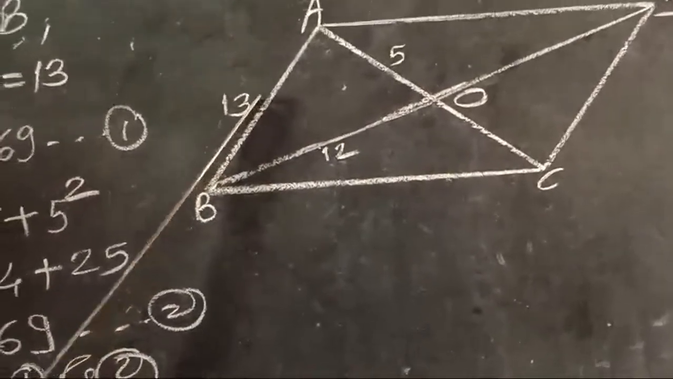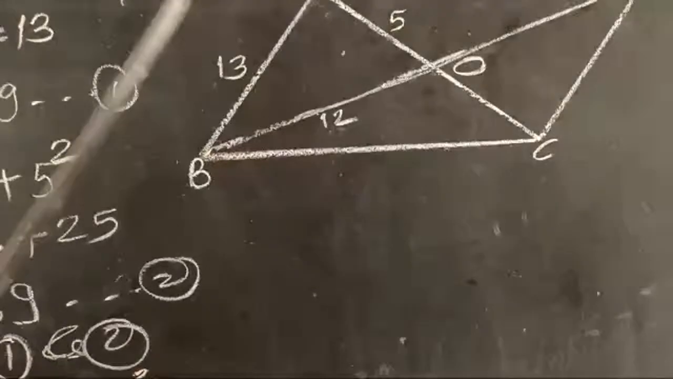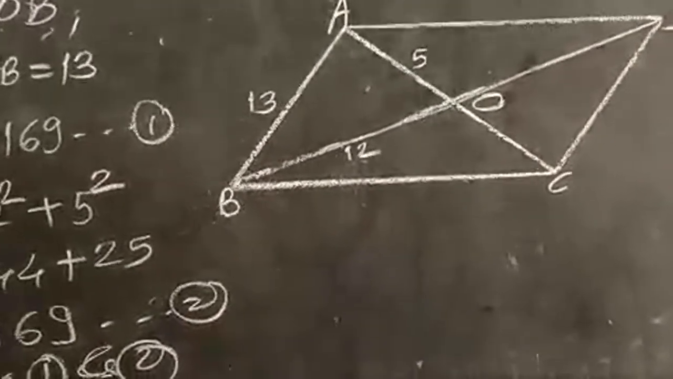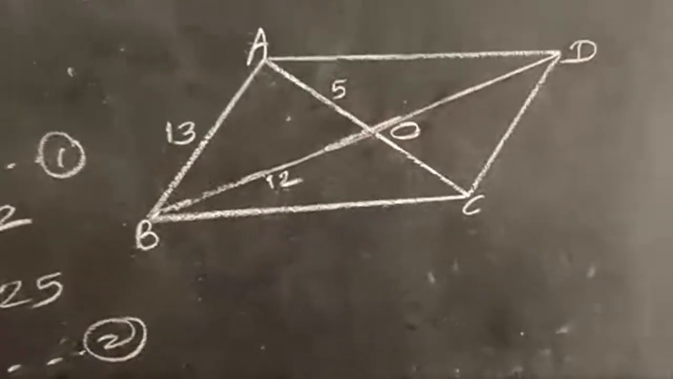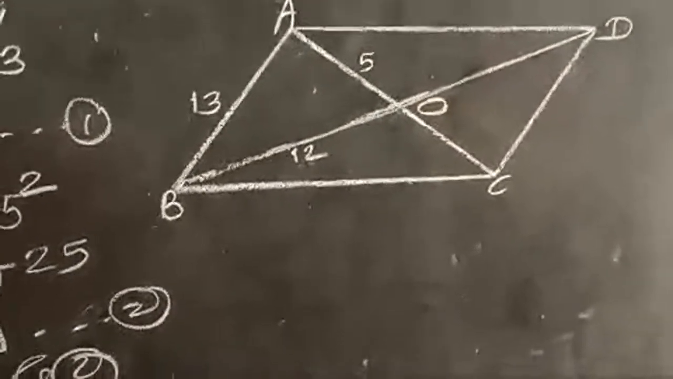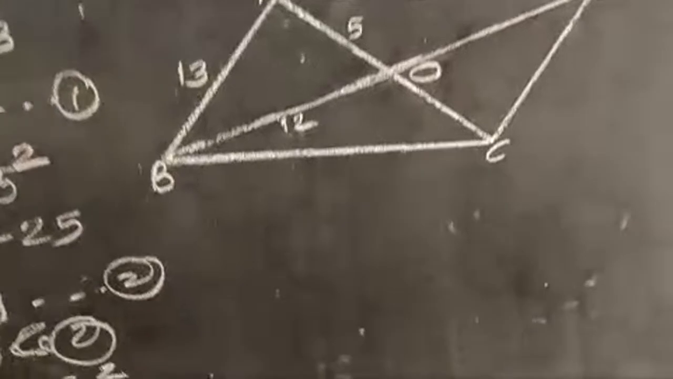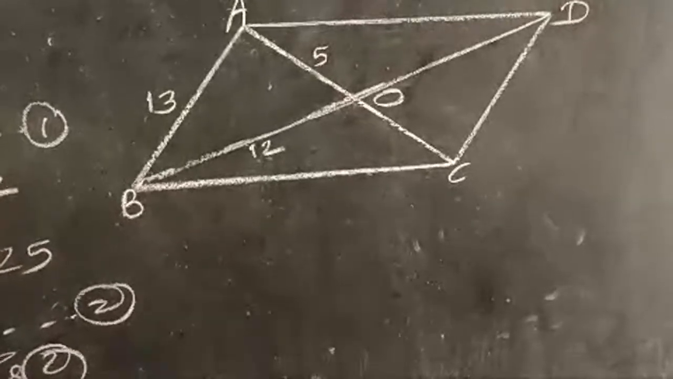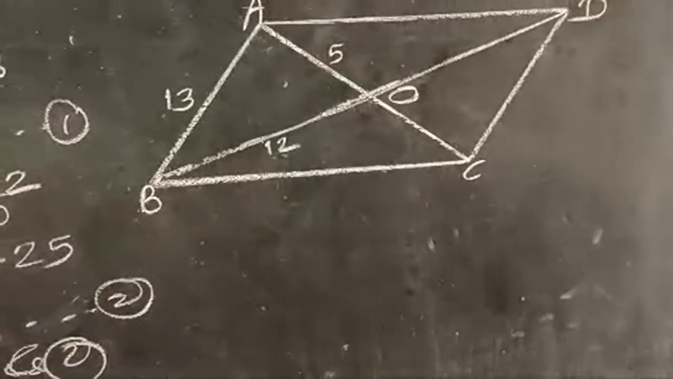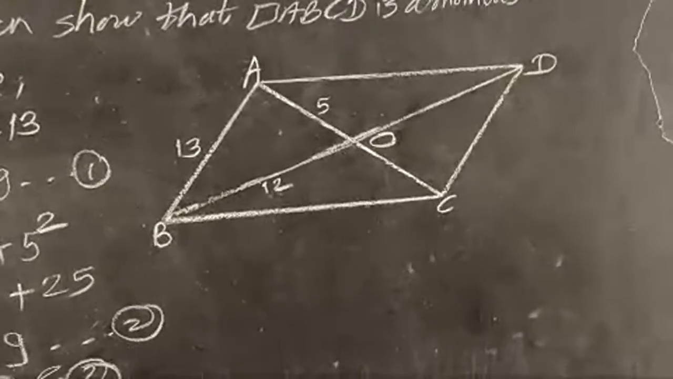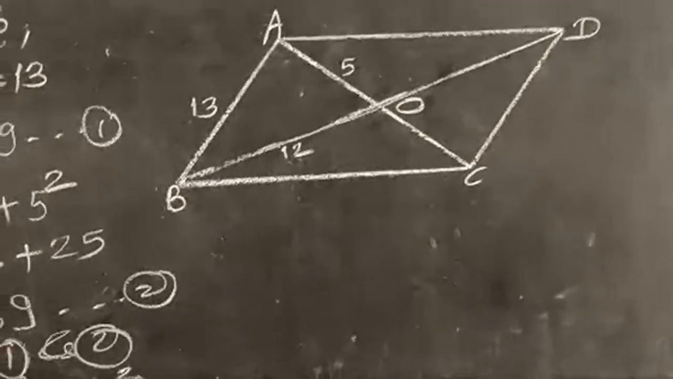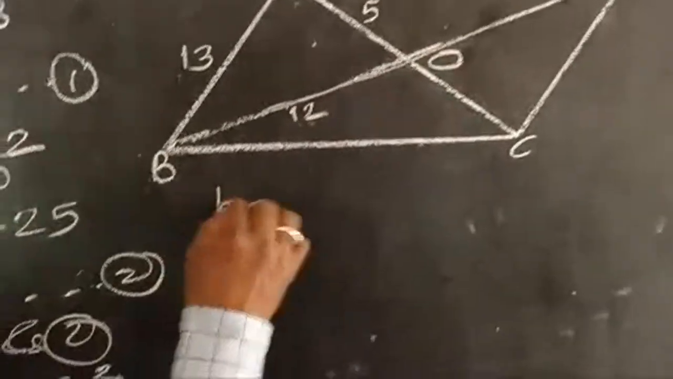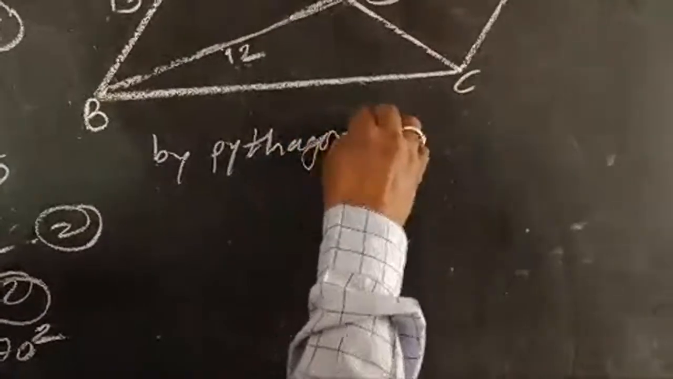Largest side square is equal to the sum of squares of the remaining two sides. This is the property of which theorem? If a triangle is right angled, then we can use Pythagoras theorem, and by Pythagoras theorem, what do we write?